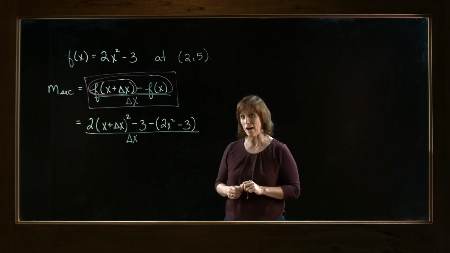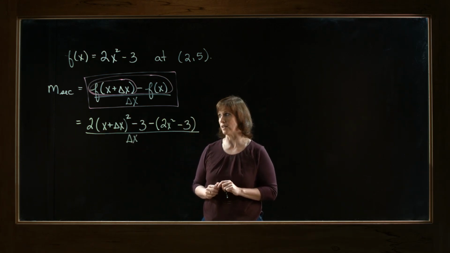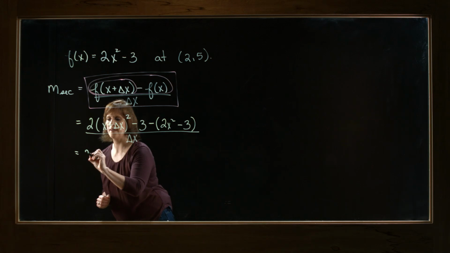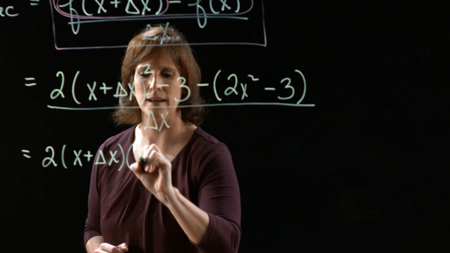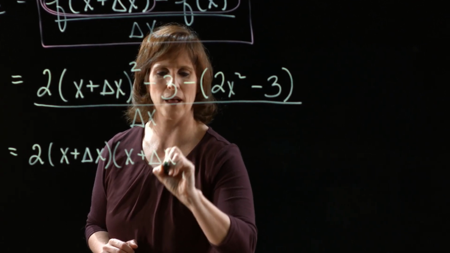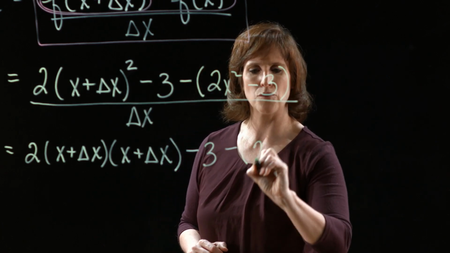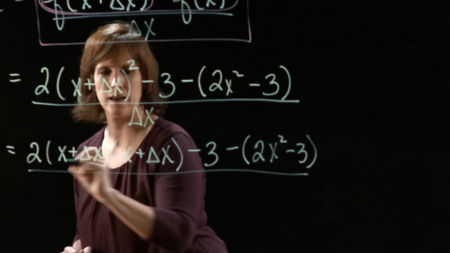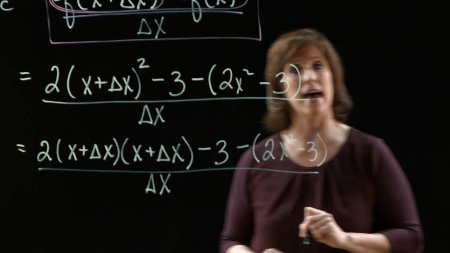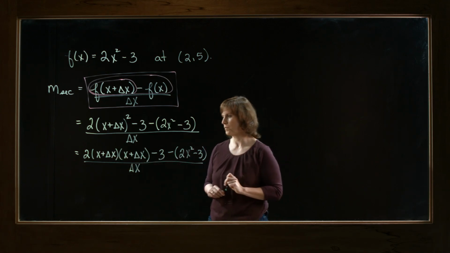At this point, we have quite a bit of algebra to do. So thinking in terms of order of operations, we're going to start with the exponent first, and I'm going to square x plus delta x. So I'll write that as 2 times the quantity x plus delta x times the quantity x plus delta x, because I'm multiplying x plus delta x by itself. I still subtract 3 and subtract the quantity 2x squared minus 3, and divide everything by delta x. Now, in order to do this multiplication, I'm going to need to use FOIL.